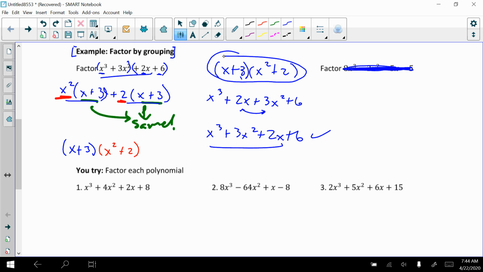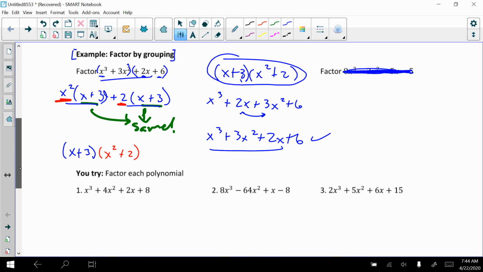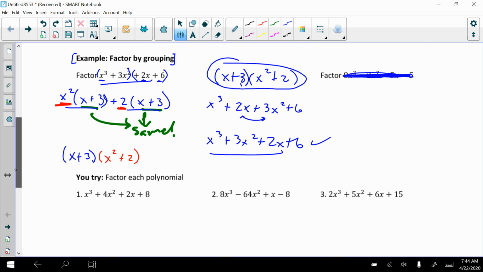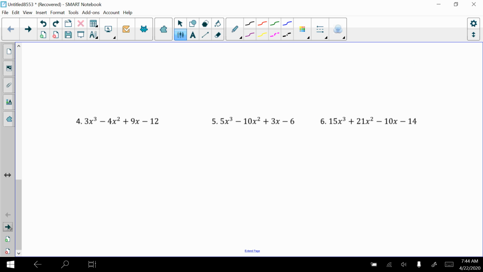Okay? Let me give you one more example, this time with a little bit more clear steps, and then that'll do it for this video. This example is bad, so I crossed it out. I'm going to do number 6 down here. So again, when I start, I break it up into two groups. And I look at my first group, and I ask, what can I factor out of that?